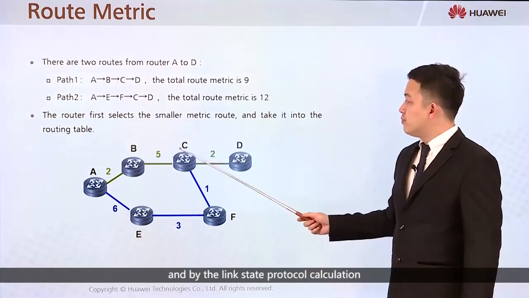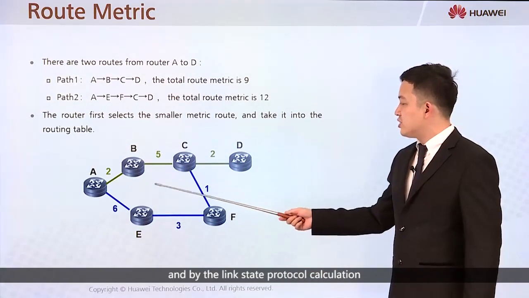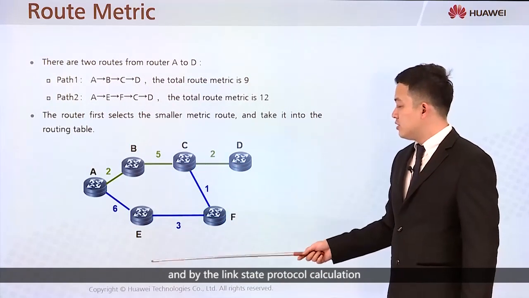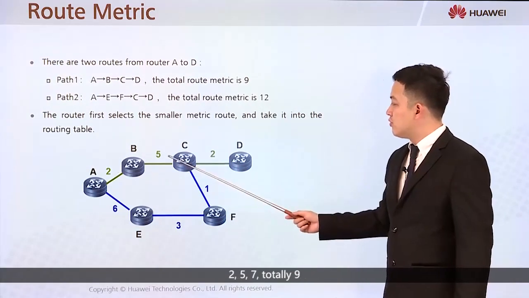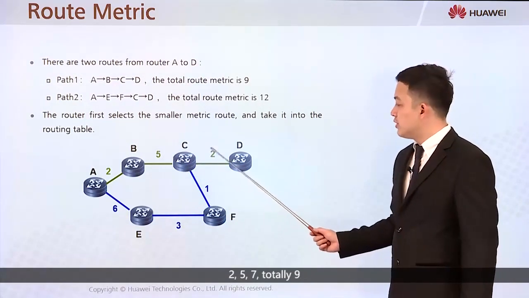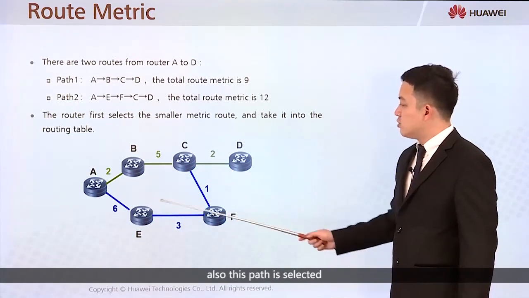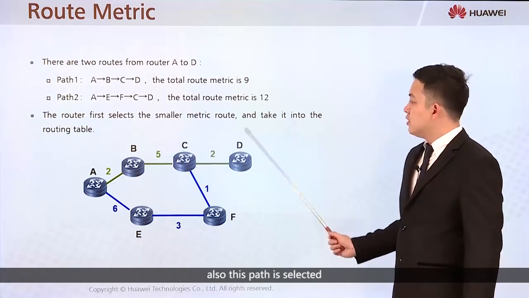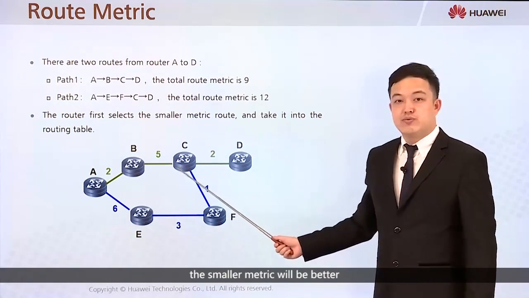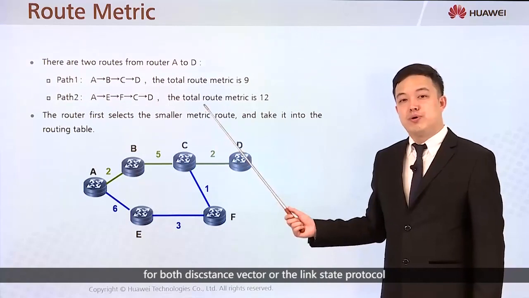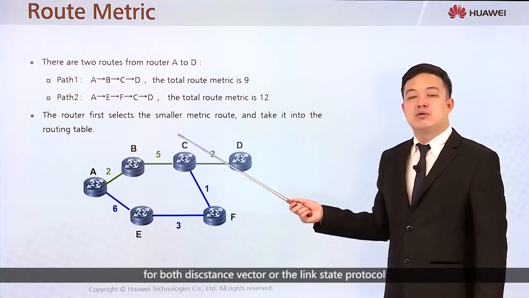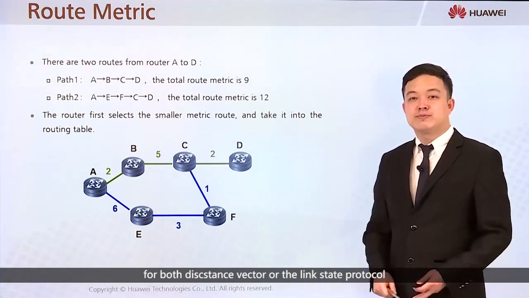Okay, and now by link state protocol calculation: 2, 5 is 7, totally 9. This one is 9, 10, 11. So also this path will be selected. The smaller metric will be better for both distance vector and link state protocols.